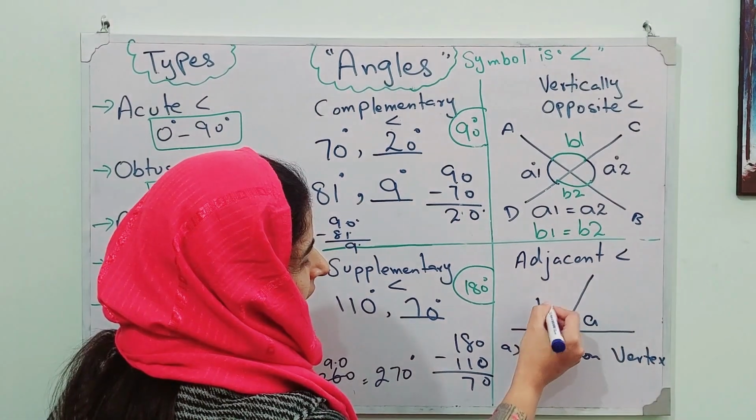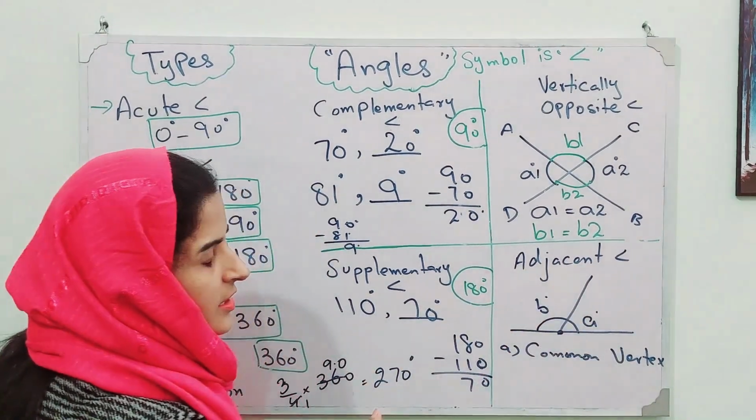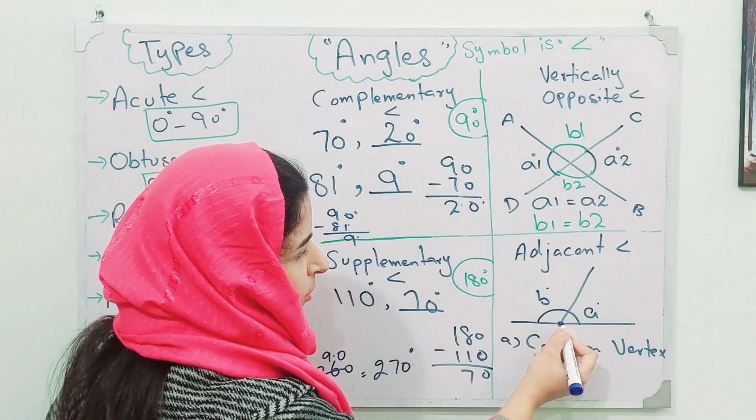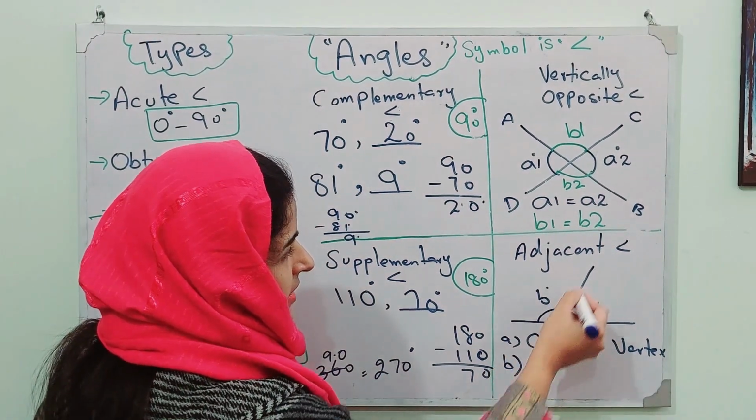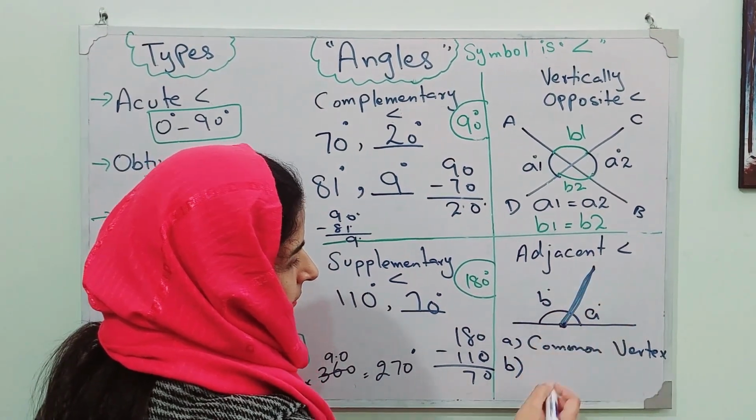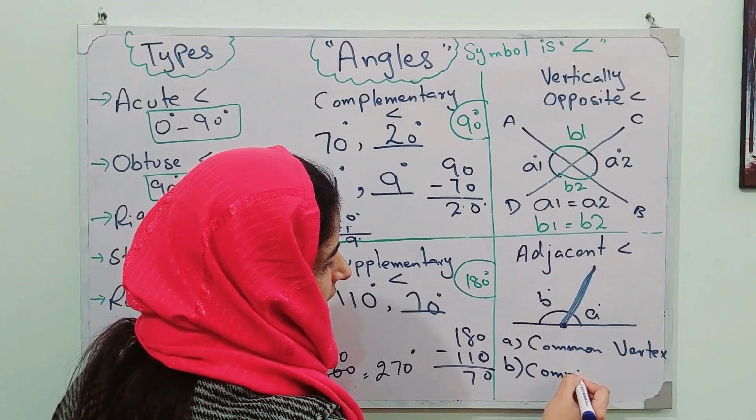This angle A and angle B are called adjacent angles because they have a common vertex and they are sharing a common arm, means common side.